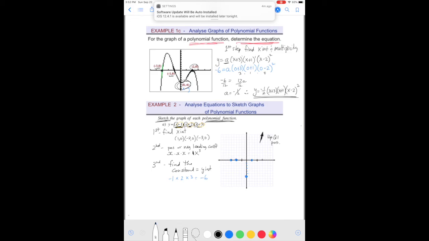Now I can just sketch. I know it has to go through there and through there. So let's continue that up. The graph is doing that. Now I know it has to curve and come back up because there's an intercept right there. And I know it has to curve again. So I'll make it curve because it has to come back through that guy. And there we go. So that would be our sketch of that function.